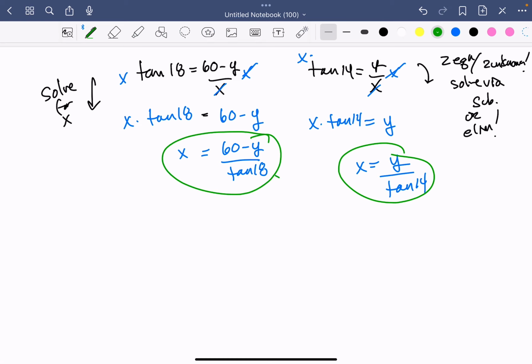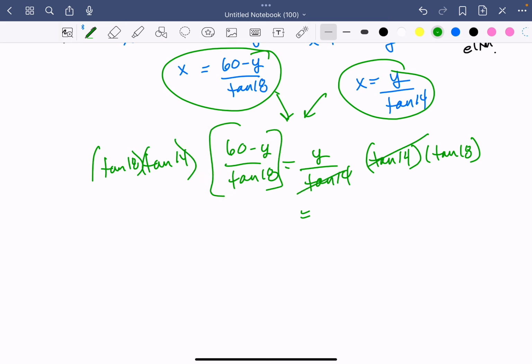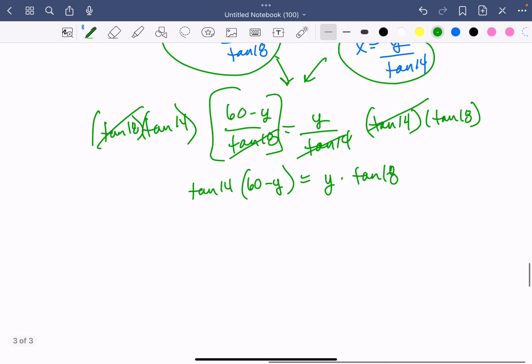So since x is equal to this and x is equal to this, let's just set them equal to each other. Why is that beautiful? Because if I multiply both sides by tangent of 18 times tangent of 14, notice what that does. It gets rid of the fraction over here and gets me y tangent of 18. Over here, it gets rid of this denominator and gets me tangent of 14. So I've gotten rid of all the denominators.